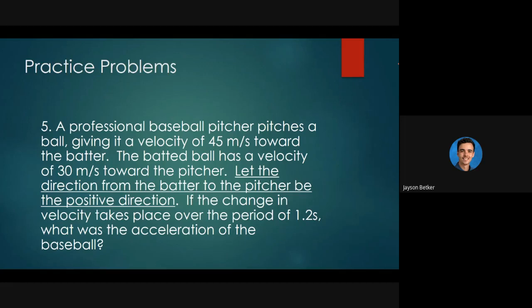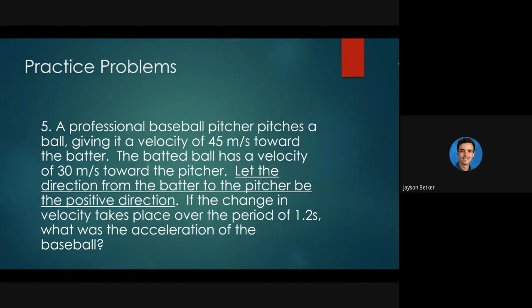So a professional baseball pitcher pitches a ball at a velocity of 45 meters per second towards the batter. The batted ball has a velocity of 30 meters per second back towards the pitcher. Let the direction from the batter to the pitcher be the positive direction. If the change of velocity takes place over 1.2 seconds, what was the acceleration of the baseball?